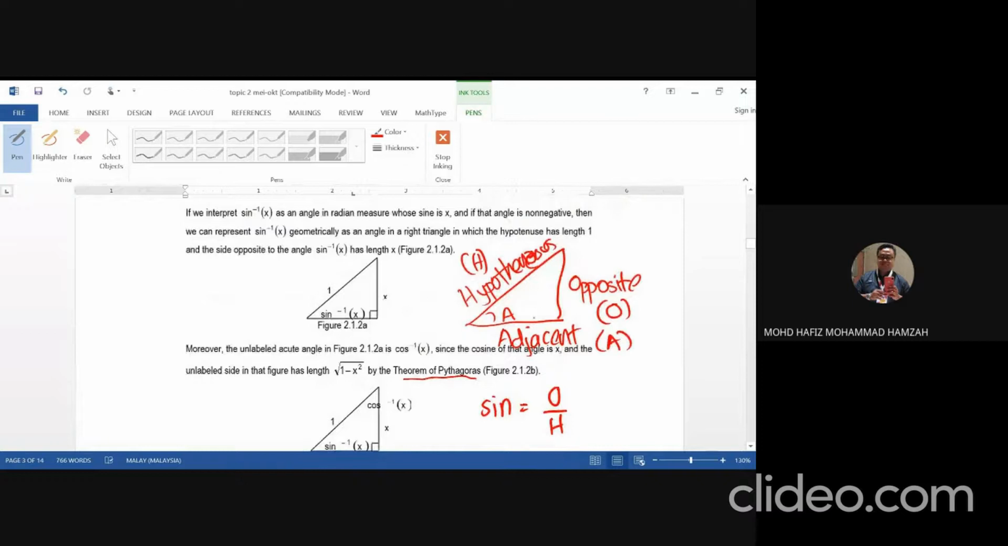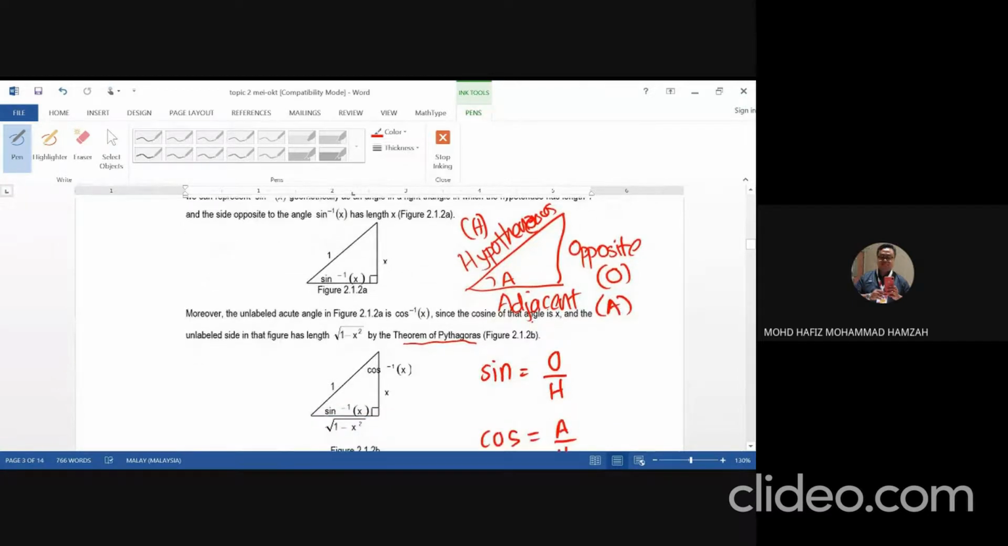Okay, so kita akan gunakan all these three, and also the trigonometric identity to solve for inverse trigonometry. Okay, sekejap.